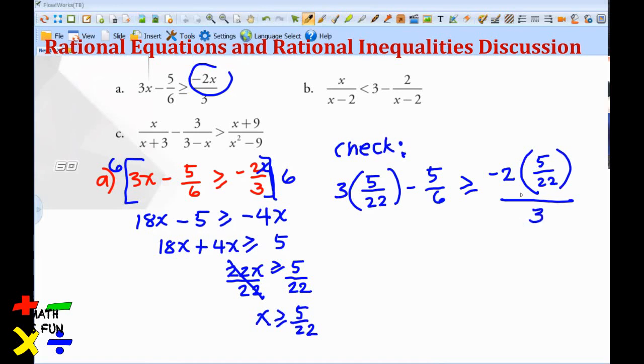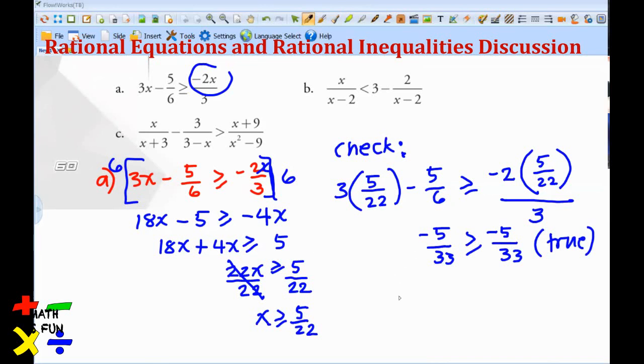Okay, let us check that in your calculator. Let's go 3, open bracket, 5 over 22, minus 5 over 6. So it is negative 5 over 33. Is greater or equal to negative 2, open bracket, 5 over 22, divided by 3. So negative 5 over 33. And then that's true, right? It is greater or equal. So all of the numbers that are bigger than 5 over 22 are the solutions.